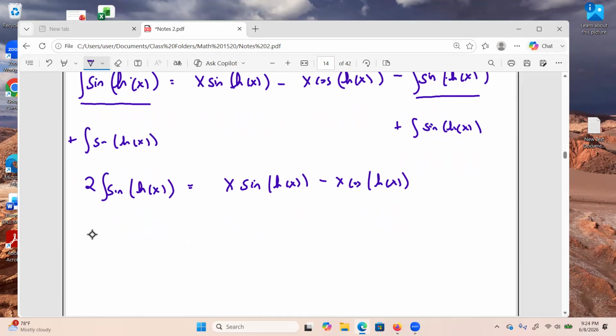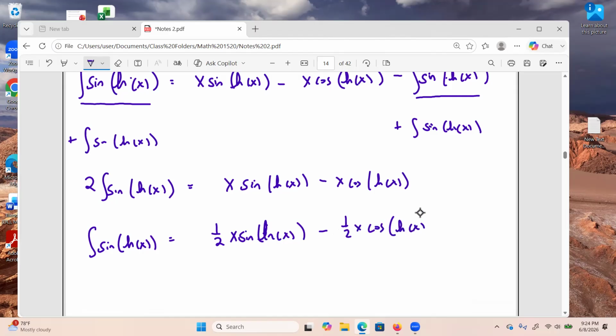So we're going to have that the integral of sine of the natural log of x is equal to 1/2 x sine of the natural log of x, go ahead and put some parentheses there, minus 1/2 x cosine of the natural log of x plus c. That's going to be my answer for this thing.